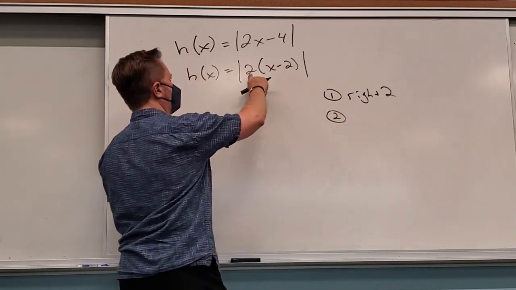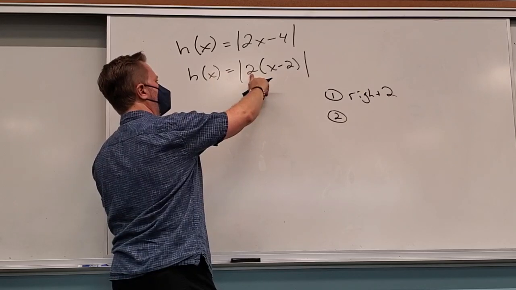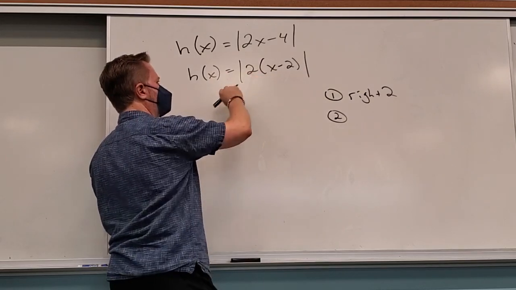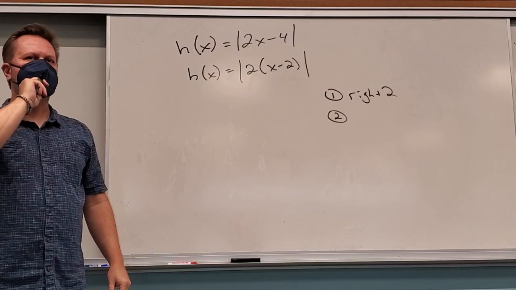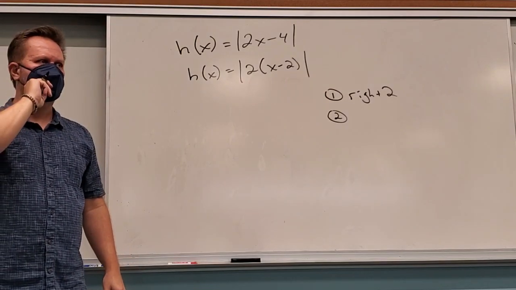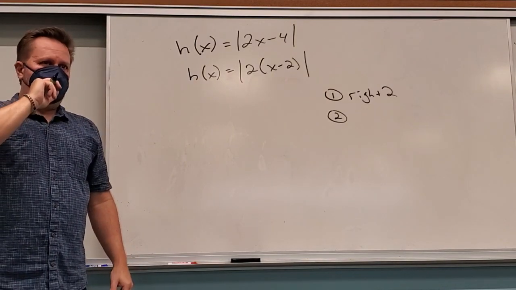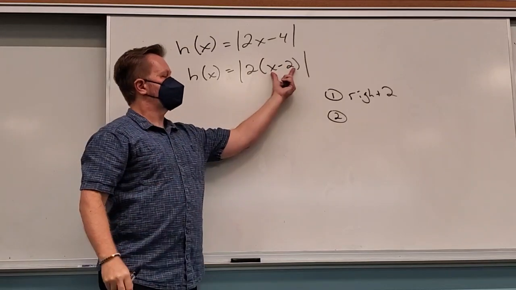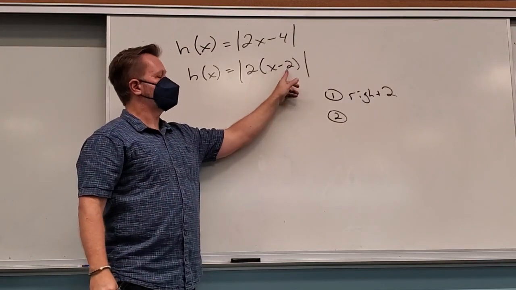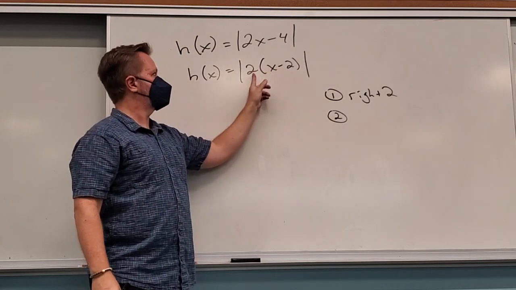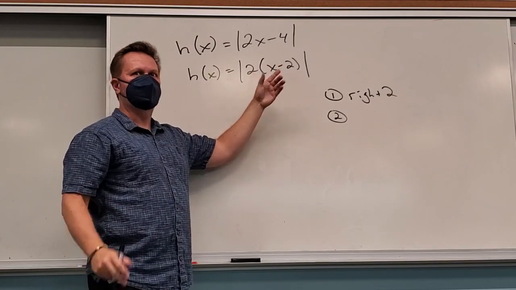And then what's this going to do? No. It's in there with the x, right? So why did this go right 2? Because when it's in with the x, it does the opposite of what it looks like. So this is going to cut all the inputs by half.